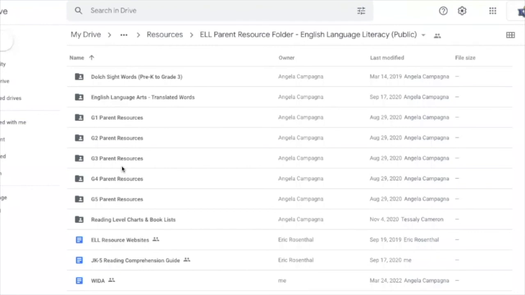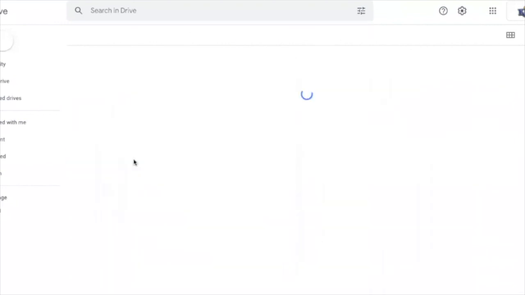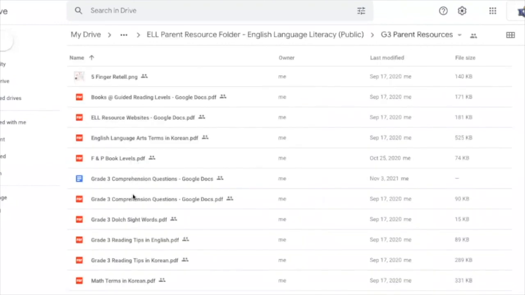In this resource folder, it's also organized by grade level. So if you have a child in grade 3, for example, you can click on the grade 3 parent resources and find a lot of information there.